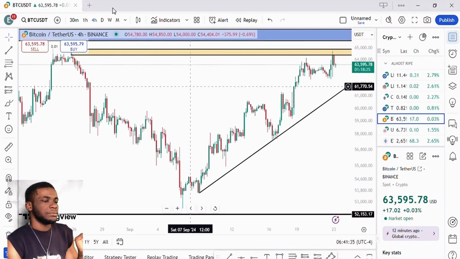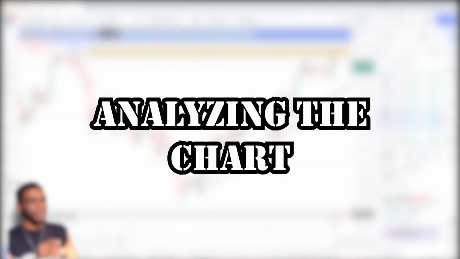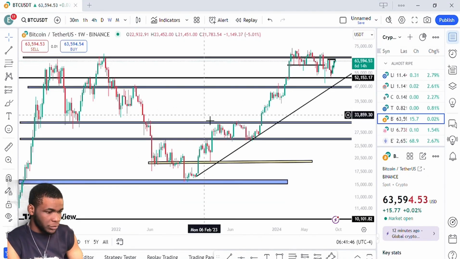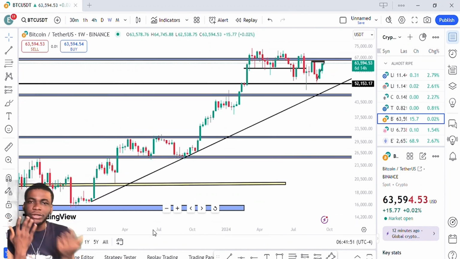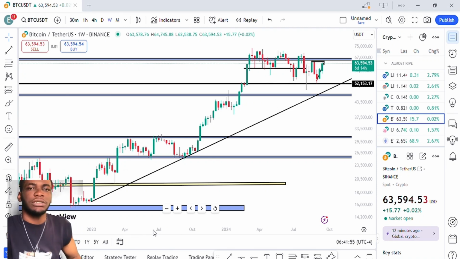So this is the Bitcoin chart. They already did the analysis, but I just want to walk you through what I did. Let me go to the weekly time frame. Now I'm on the weekly time frame. As a price action trader, I'm going to be doing the two of them simultaneously, so you can tell me which one you feel is better. I'm going to adjust the camera a bit. Okay, I think this is better.